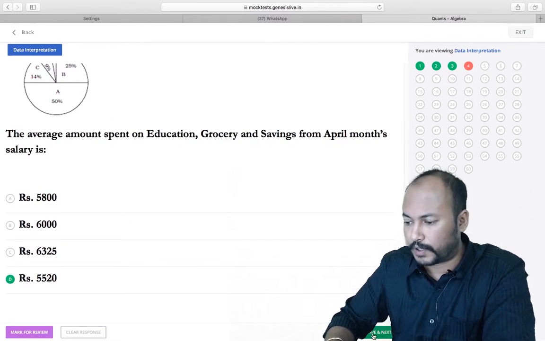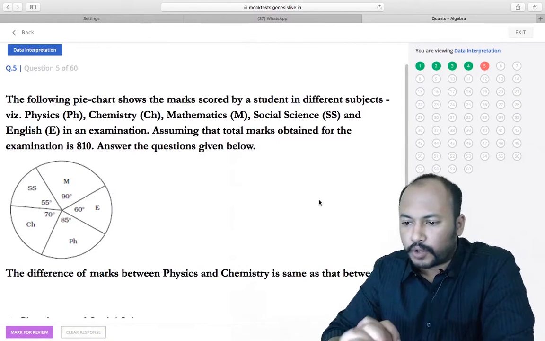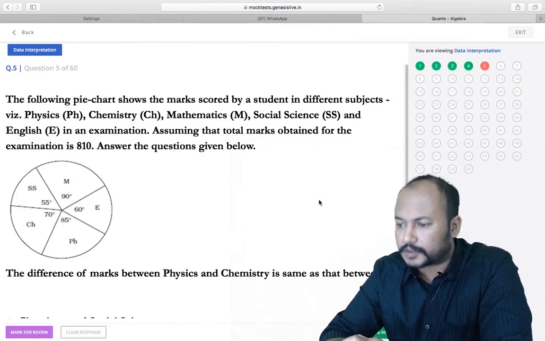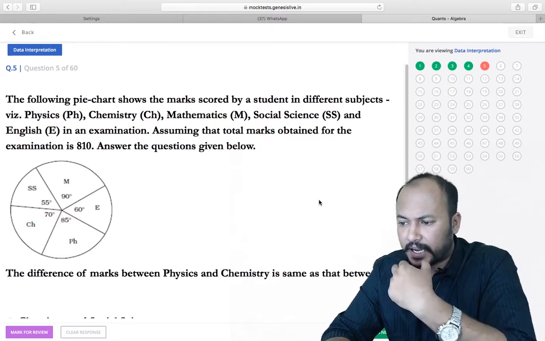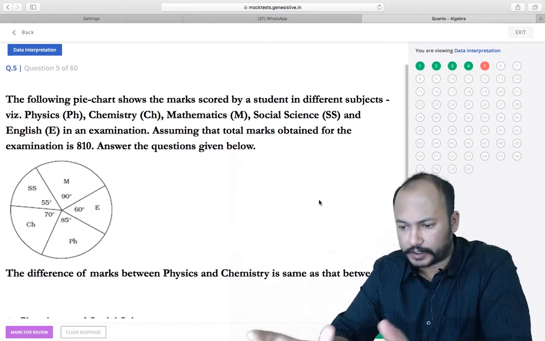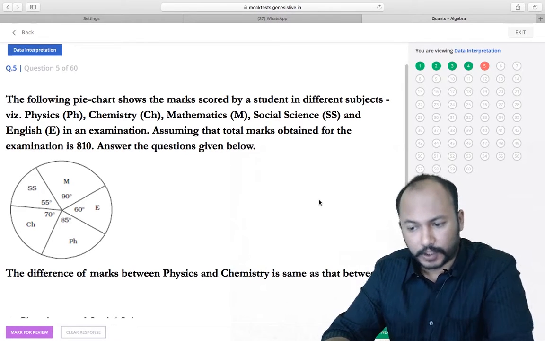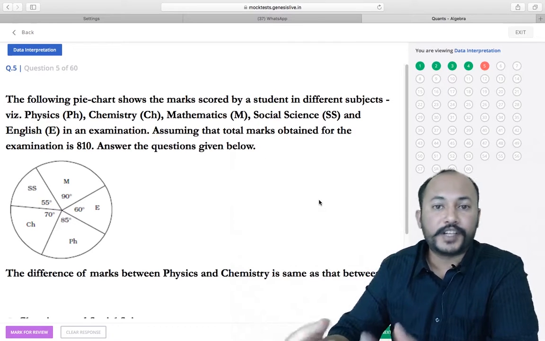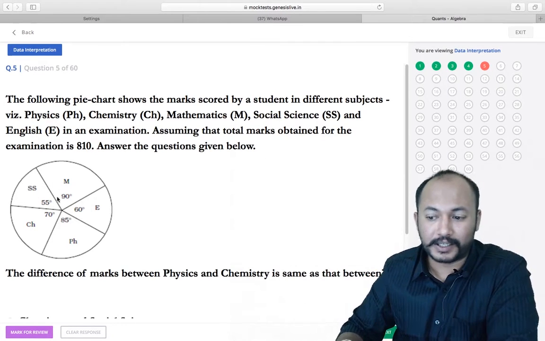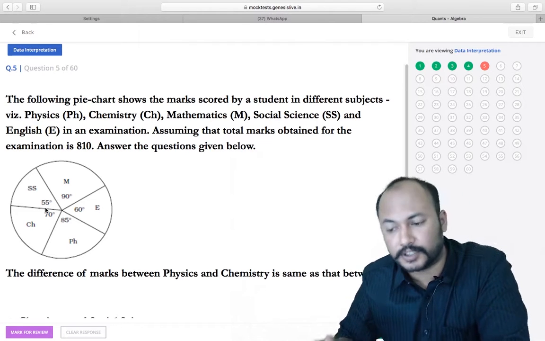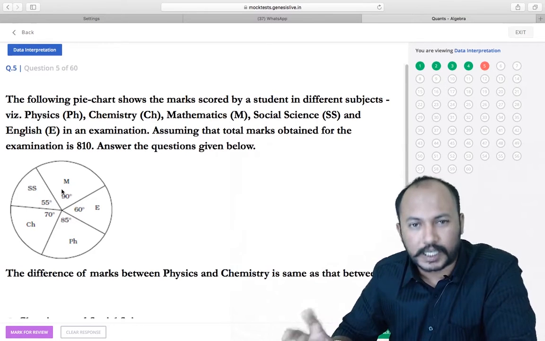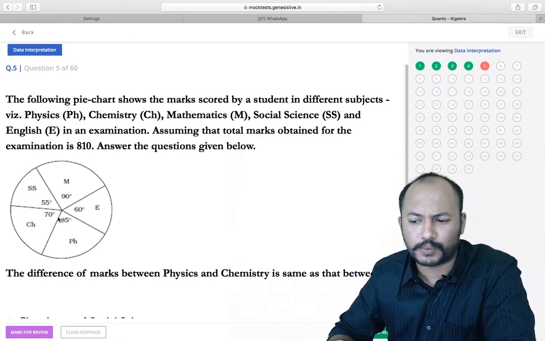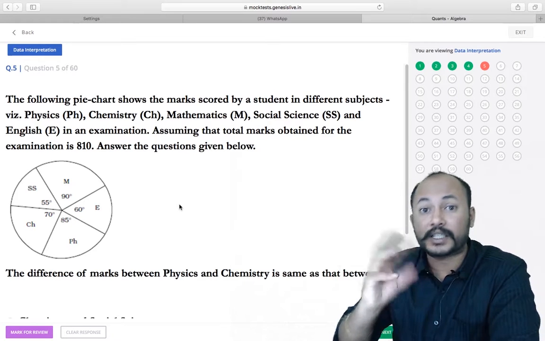Fine. Next one. The following pie chart shows the marks scored by a student in different subjects. Okay. Physics, chemistry, maths, social science, English in an exam. Assuming that total marks obtained for the exam is 810, answer the questions below. So immediately when you look at the values, they are in terms of degree. So obviously they will not sum to 100, but instead they will sum to 360, because circle overall degree is 360. So 90 degree refers to what? 1/4, that is 25%. So don't get confused with that thing.